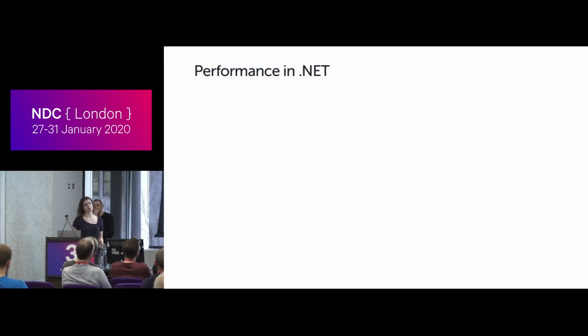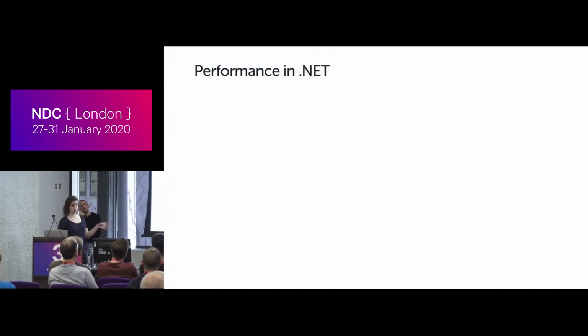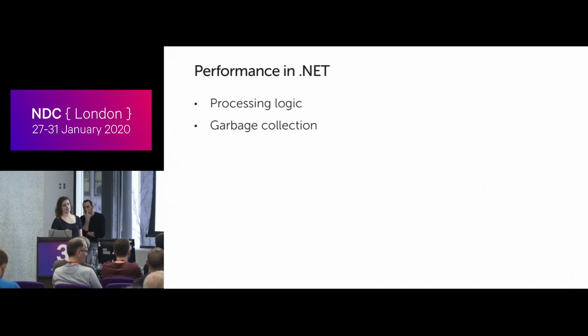So in order to optimize for the serverless environment, we needed to understand what factors affect performance in .NET. We were optimizing .NET here, but in Azure Functions you can run Python, Java, JavaScript. This is focusing on .NET, but optimizing for these serverless environments applies to any language. Obviously, the first factor that affects performance is the actual processing logic. If your code is doing loads of unnecessary work, it's clearly going to take longer than it should.